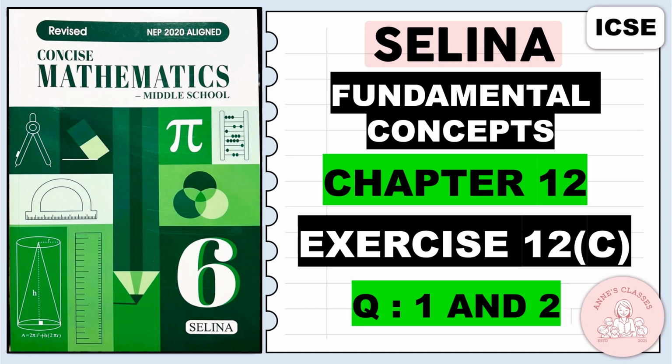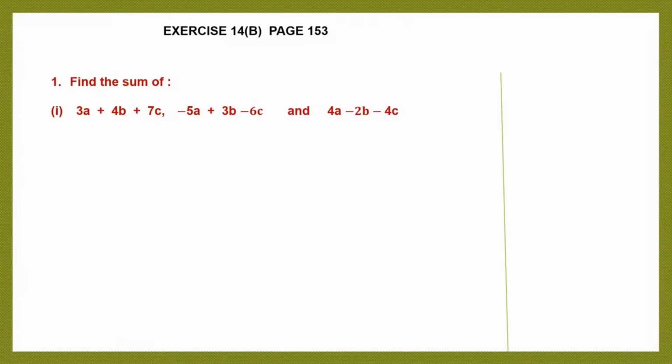Let's do Fundamental Concepts Algebra, Chapter 12. And now we are doing addition of polynomials, where we have so many terms in each expression. Now we will do this in the column method, where we arrange them one below the other in vertical columns. All the terms are arranged in such a way that the like terms come one below the other.